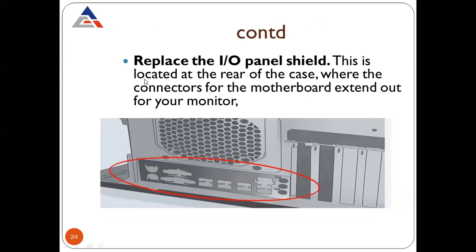Second step you have to follow: replace the input-output panel shield. This is the input-output panel shield, replace it. It is located at the rear of the case, where the connectors for the motherboard extend out for your monitors. So your second task is to replace this IO panel shield, and it will be located at the rear of the case. Rear means the end of the case.